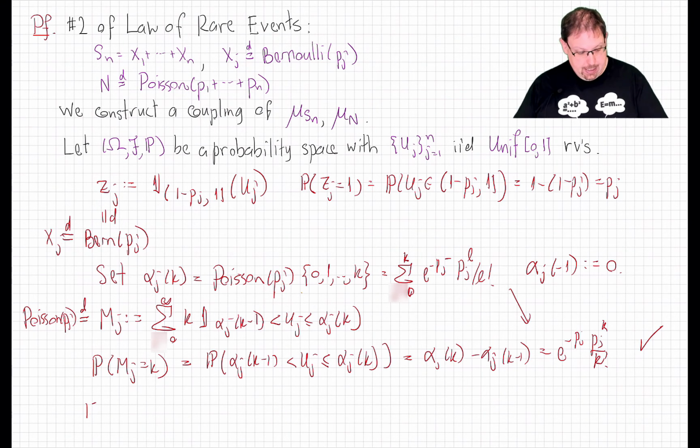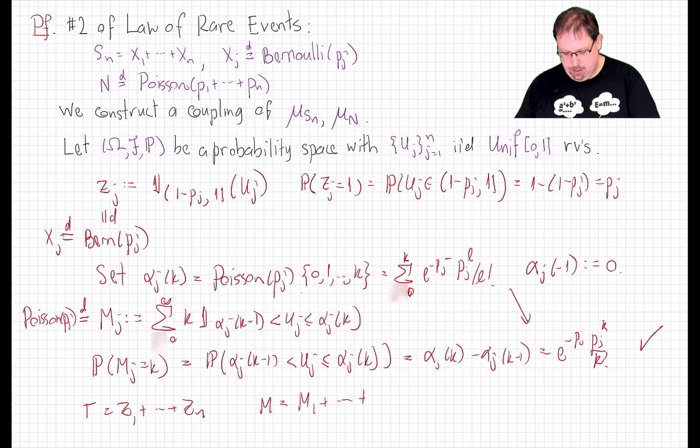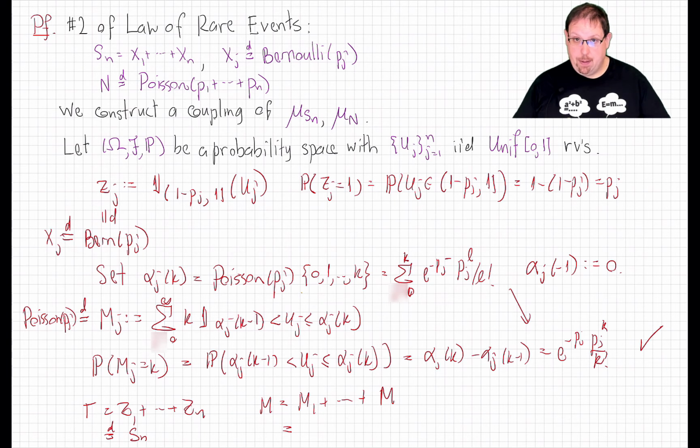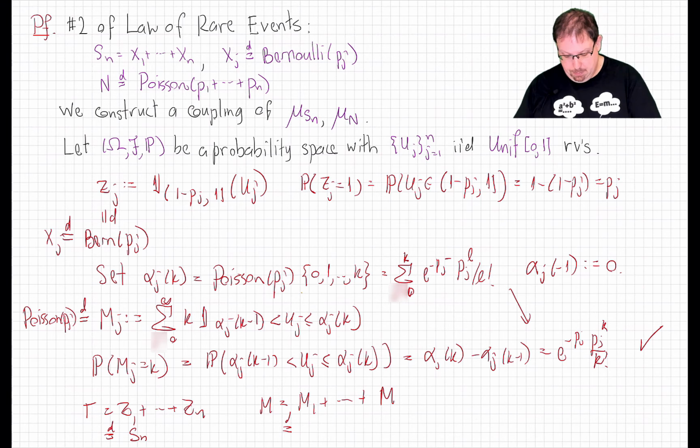So let's let T be the sum of the Z's, and let's let M be the sum of the Mj's. So this, of course, has the same distribution as our original Sn. And this, because a sum of independent Poissons is a Poisson whose rate is the sum of the rates, is the same in distribution as our original N.